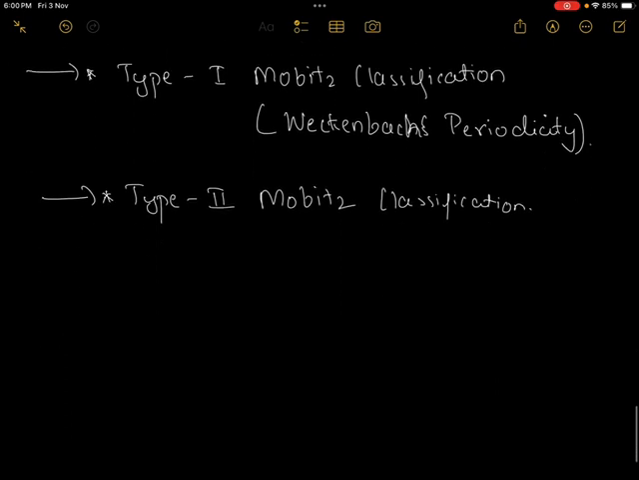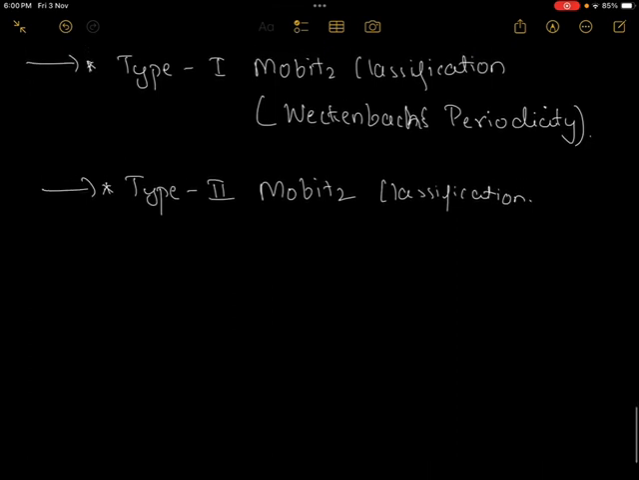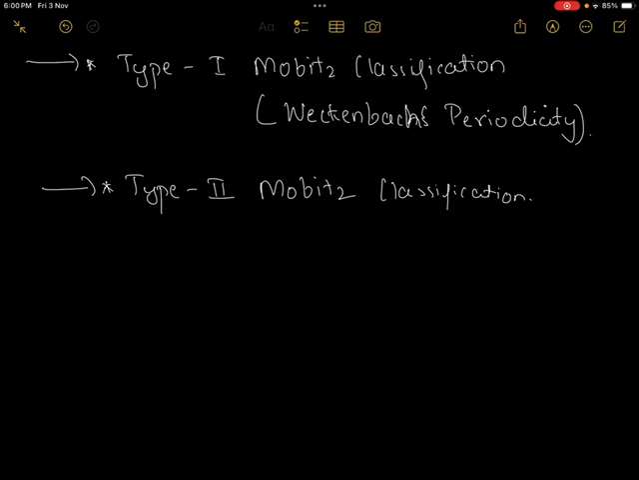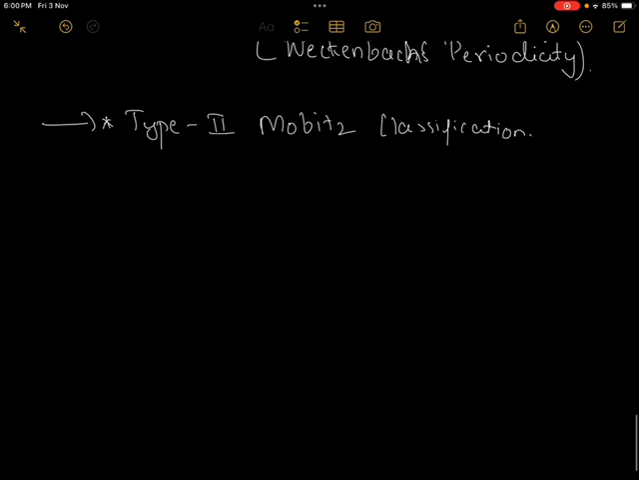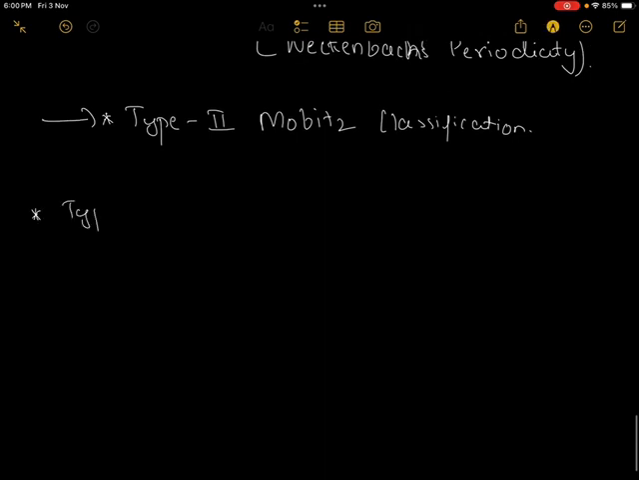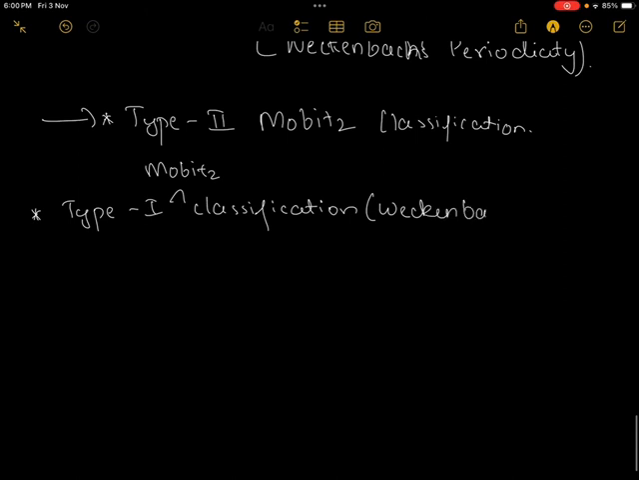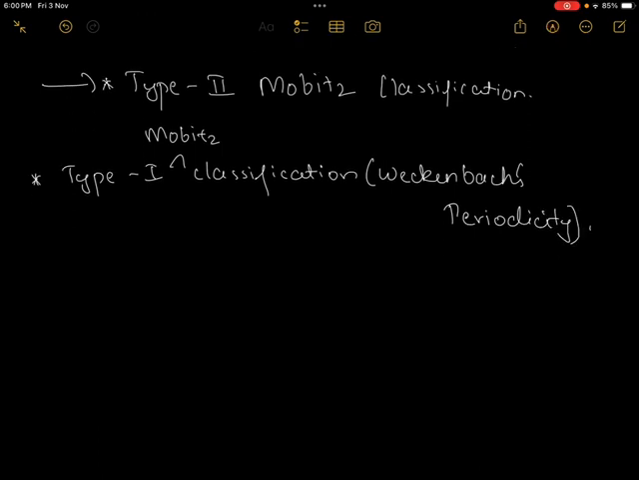So how do we define these 2 types of blockage, and what are the severity of these 2 types of classification? Let us discuss the first type, the type 1 Mobitz classification, or also we call it Wenckebach's periodicity. Let us discuss this type 1 Mobitz classification in terms of ECG report.